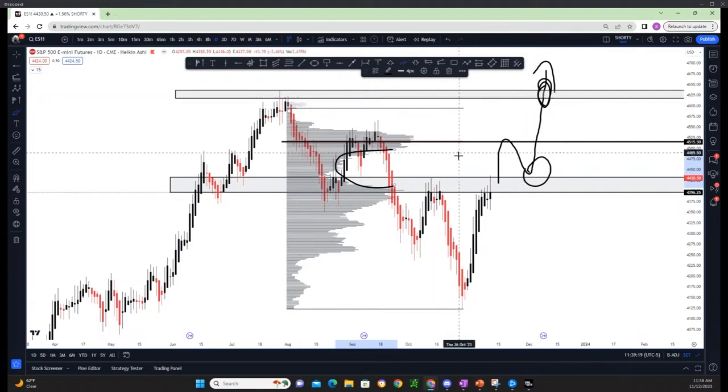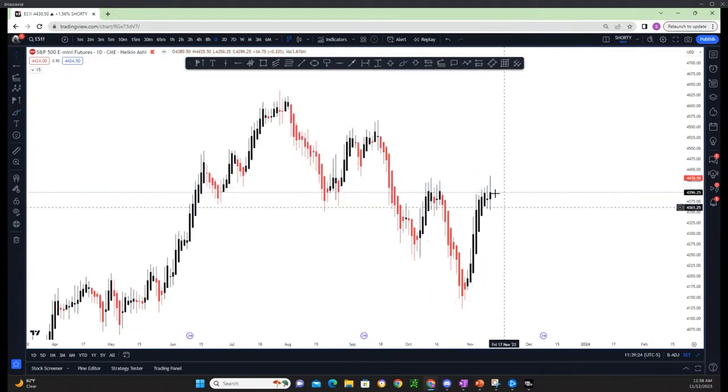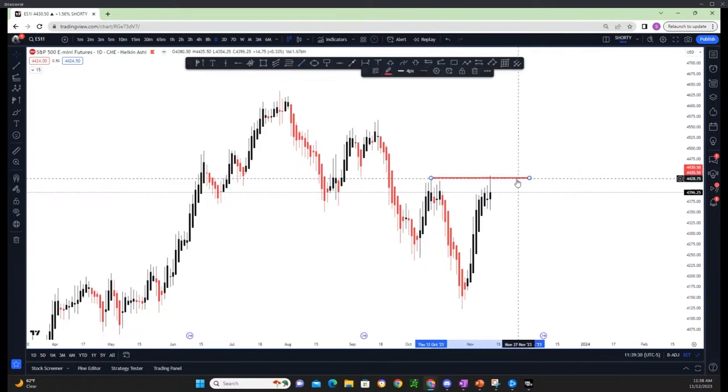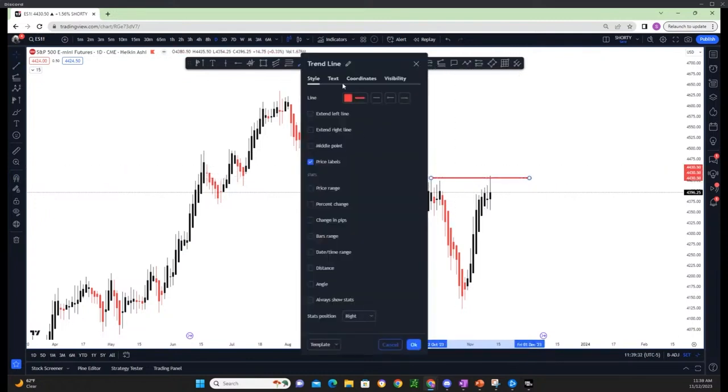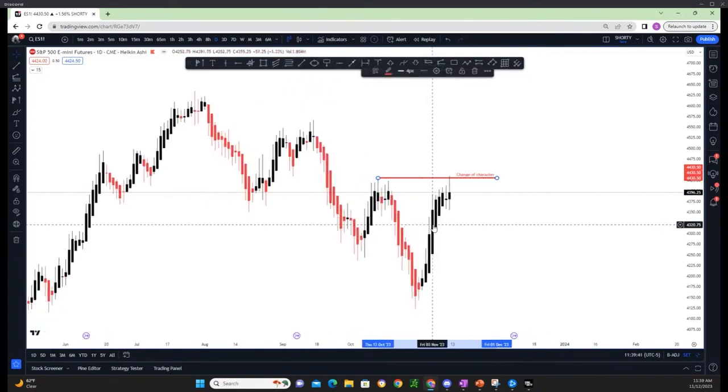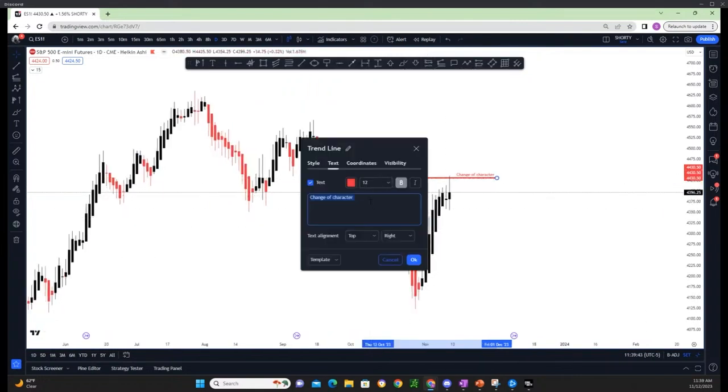All right. So now that you understand the structures, hopefully, is there anyone that's confused on the change of character at least? The change of character would happen here. This will be the change of character on a daily, right? Here is a bullish change of character.